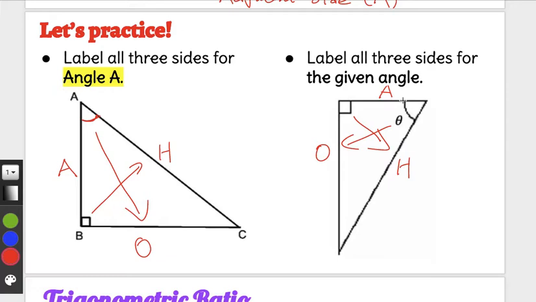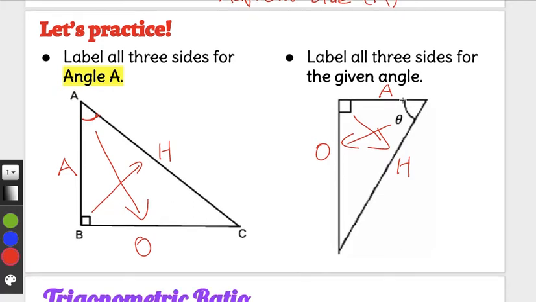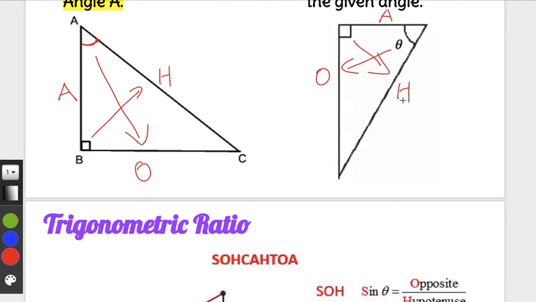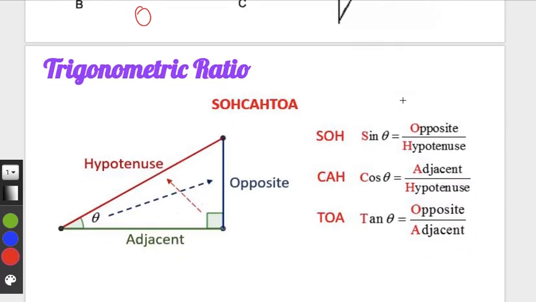The reason we need to label the three sides is because these three sides will define the trigonometric ratios, which come from SOHCAHTOA. So you may wonder, what is SOHCAHTOA? SOHCAHTOA is just a short name to help you remember the three ratios we are going to learn in this unit. The first one is called sine. Do not just read this as sin, because of S-I-N. It's actually read as sine. Sine theta, as you can see, is defined as a ratio between the opposite side and hypotenuse. So that's why we use SOH, which stands for sine equals opposite over hypotenuse.